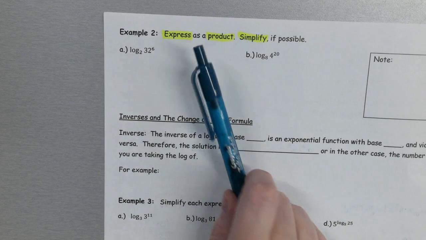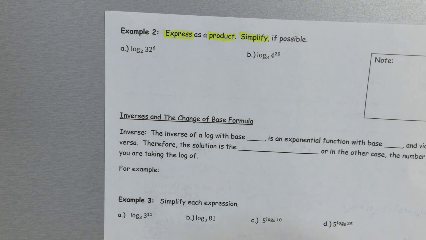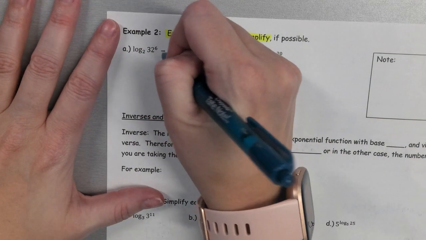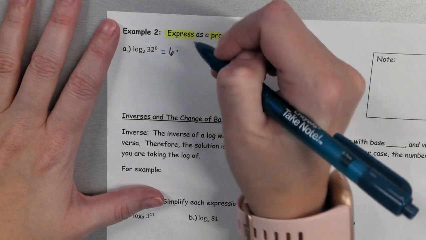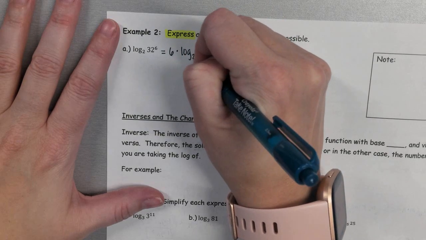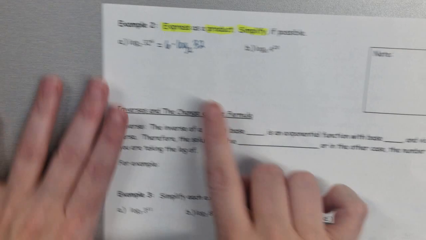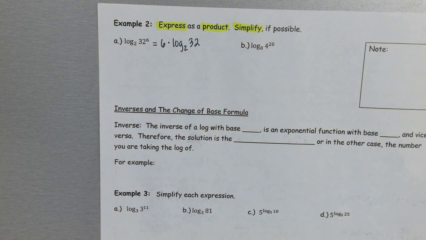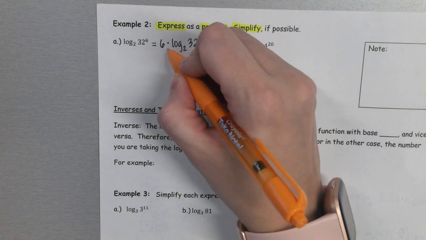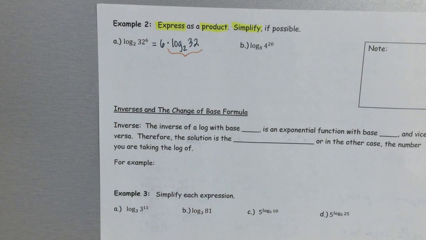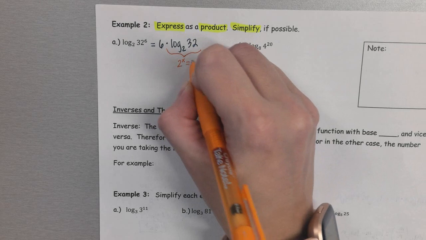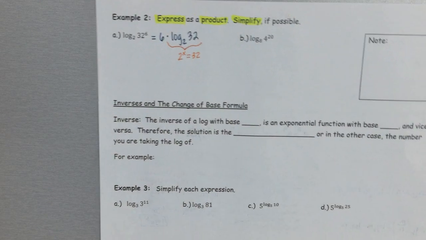So when you express as a product, I need to see the multiplication part. Remember that the exponent is what comes down in front. So this becomes 6 times log base 2 of 32. Okay, this is the product, so that's going to be part of your answer. Now when it says to simplify, what you're going to do is simplify this part. So remember, the answer to this is 2 to what power is 32? And what is that?